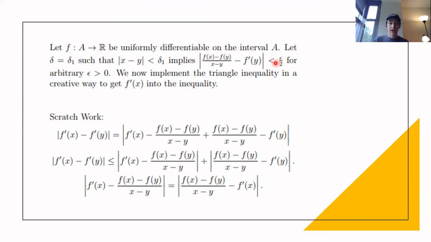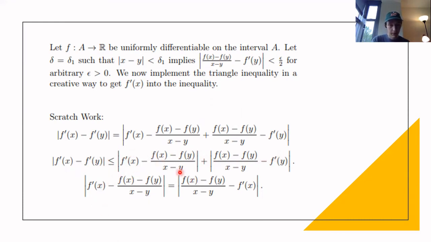We'll get to why we need to use that later. So we do some scratch work because we need to get f prime of x into the inequality. We're going to start by adding 0 into the absolute value signs creatively by inserting this expression, minus plus, that cancels out. Then by the triangle inequality, we can separate them, so this expression is less than or equal to the addition of these two terms.